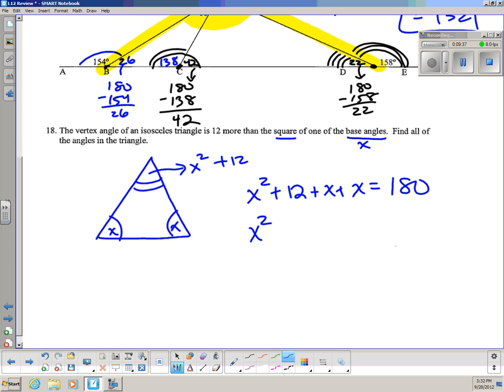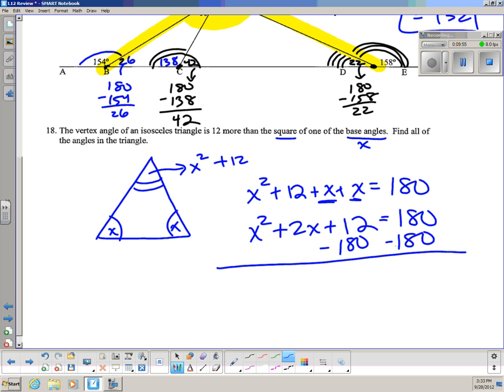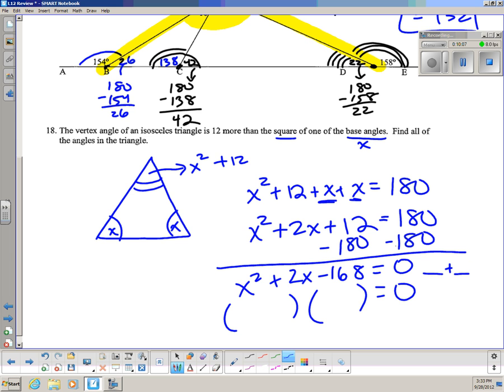Cleaning up this left-hand side, x plus x is 2x, and I would like to put this polynomial in descending order. So meaning the x squared goes first, the x term goes next, and the number goes last. Again, we have our x squared term in this. It's quadratic, so I need to move everything over to the quadratic side. So we'll subtract the 180. And now we have x squared plus 2x minus 168 is equal to 0. And we would like to factor this. So I am looking for two numbers that add up to 2 and multiply to negative 168. And the magic pair of numbers is 14 and negative 12. And so those are our factors.